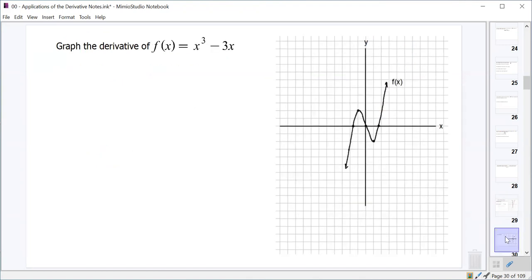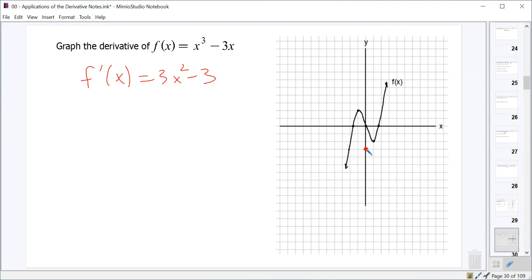So here we've got x cubed minus 3x. Again, we're given the equation, so it's really easy to find the derivative of that. F prime is 3x squared minus 3. And to graph 3x squared minus 3, we know it's going to have a y-intercept of negative 3, because that's the constant term at the end of the polynomial. And 3x squared is a parabola that opens up.